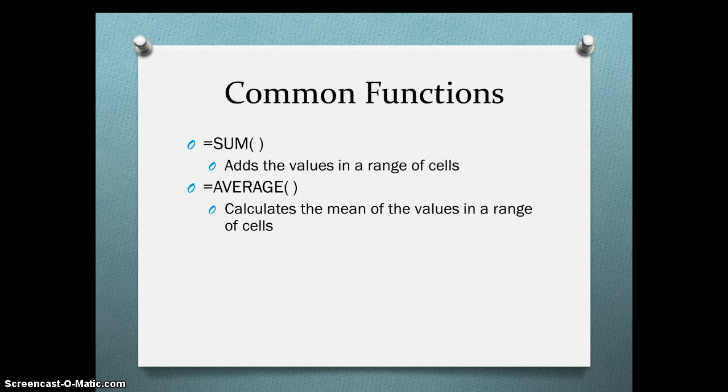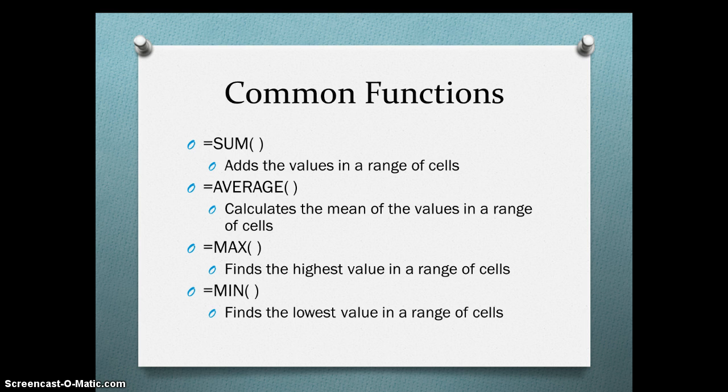The second common function we're going to be using is the average function. This calculates the mean of the values in a range of cells. So if we go back to the student test and I have all of their scores, I can go in and calculate the average for each of my hours as well as the average for this class as a whole. The max will report back the highest number in that range of cells, and the min will report the lowest value in the range of cells.